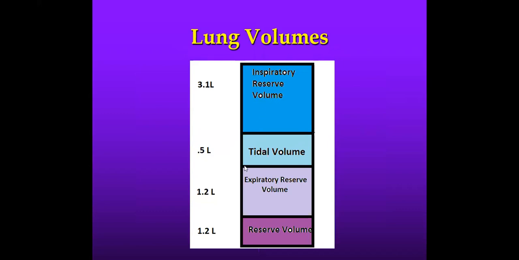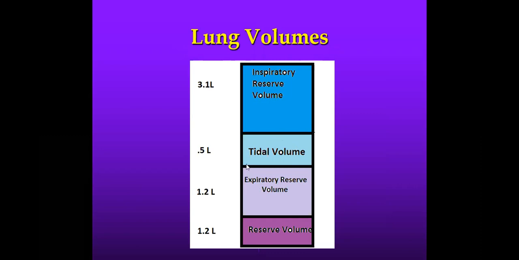If you imagine yourself breathing normal in, normal out, normal in, normal out, then after a normal in, I push more in, that's my inspiratory reserve. So my inspiratory reserve volume is the volume that can be inhaled after a normal inhalation. After the normal inhalation, I keep on going in, that's my inspiratory reserve volume.